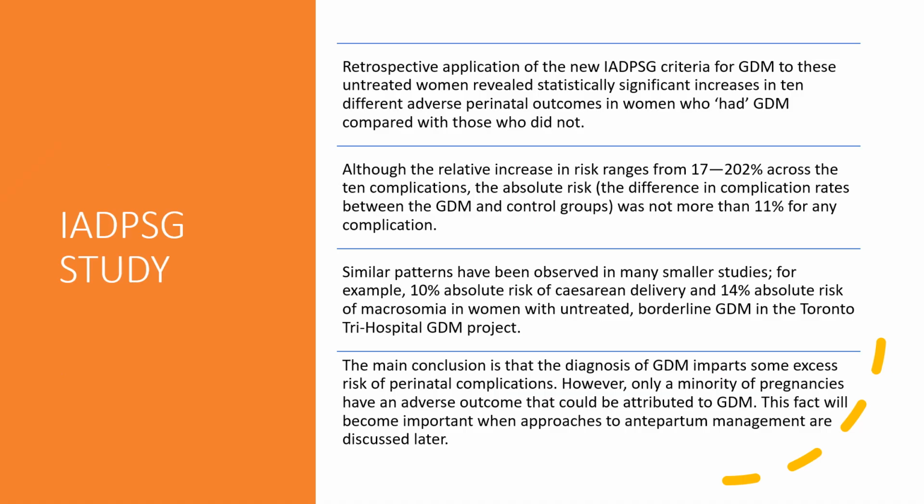Similar patterns have been observed in many smaller studies. For example, 10% absolute risk of cesarean delivery and 14% absolute risk of macrosomia in women with untreated borderline gestational diabetes mellitus in the Toronto Tri-Hospital GDM project. The main conclusion is that diagnosis of GDM imparts some excess risk of perinatal complications. However, only a minority of pregnancies have an adverse outcome that could be attributed to GDM. This fact will become important when approaches to antepartum management are discussed later.